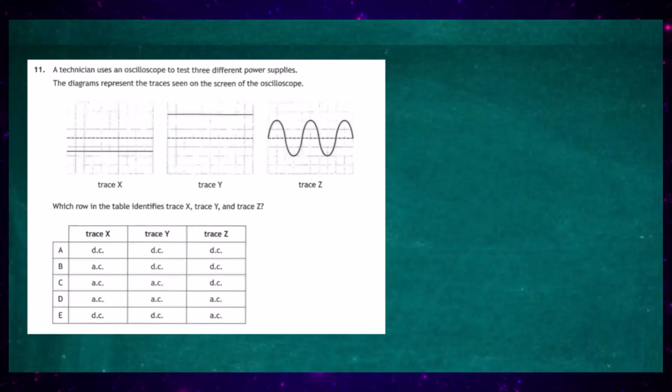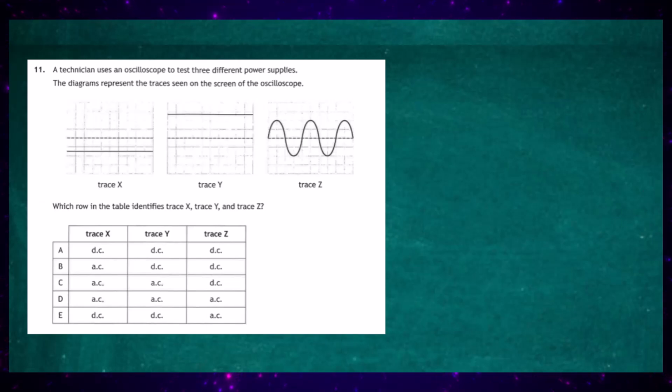Question 11 from the 2025 National Physics Examination from the SQA. This is from paper 1. A technician uses an oscilloscope to test 3 different power supplies. The diagrams represent the traces seen on the screen of the oscilloscope. You're shown trace X, trace Y and trace Z. And you've got to determine which of these are DC and which of these are AC.